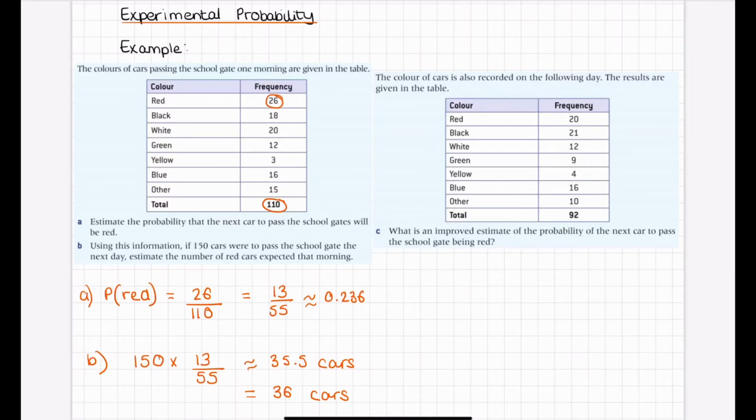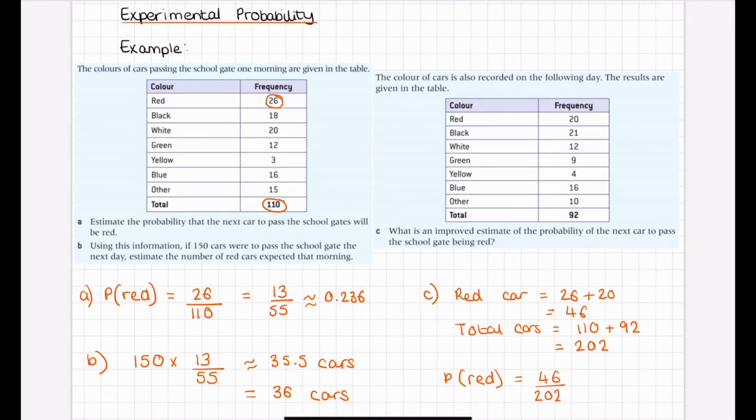Now C, we've got the next day, these cars were recorded, and now we want to have an improved estimate, so we want a better probability. So to do this, we need to add our red cars together. So it's going to be 26 plus 20, which is 46. And our total amount of cars is going to be 110 plus 92, which gives us 202. And so now the probability of a red car will be 46 out of 202, which as a simplified fraction is 23 over 101, or as a decimal, 0.228.